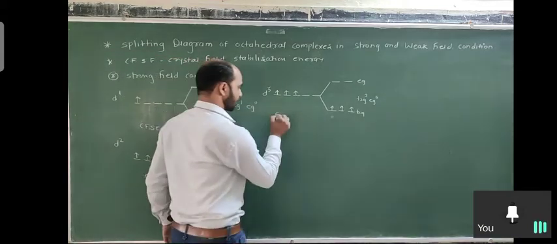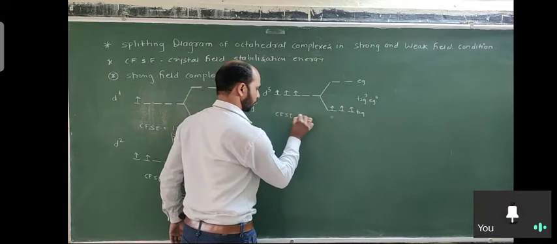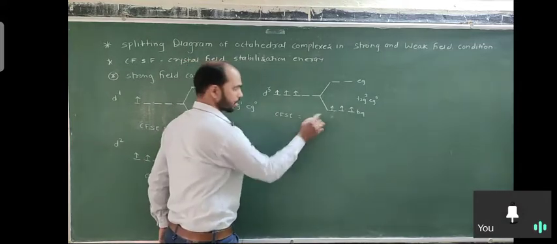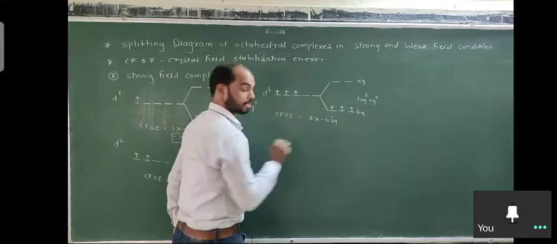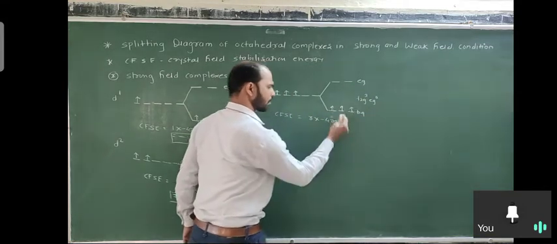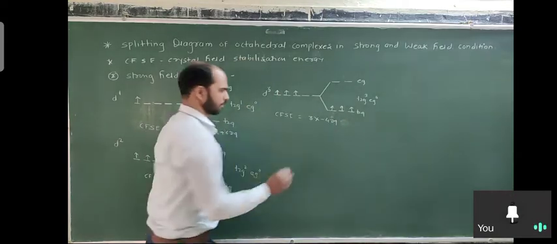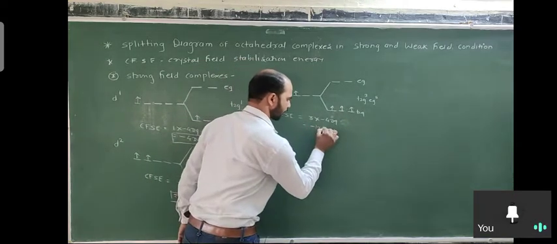What is the CFSE? How many electrons in t2g? 3 electrons in t2g, minus 4 Dq is the energy, plus there are no electrons in eg, so it is not necessary to show them. So the total is minus 12 Dq.